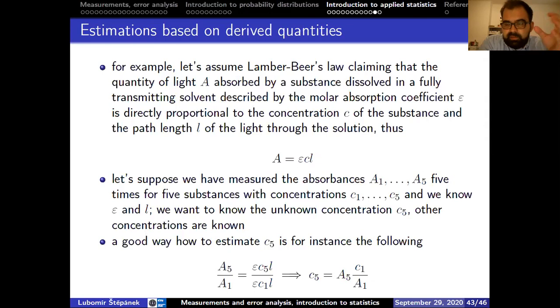If you rewrite it in a more mathematical way, you get this formula: absorbance A is equal to the product of the molar absorption coefficient epsilon, the concentration C of our substance in a solvent, and the path length L through which the light has to go. Let's suppose this is a scenario absolutely similar to what we are going to do in your practical. That's why I'm talking about it now.